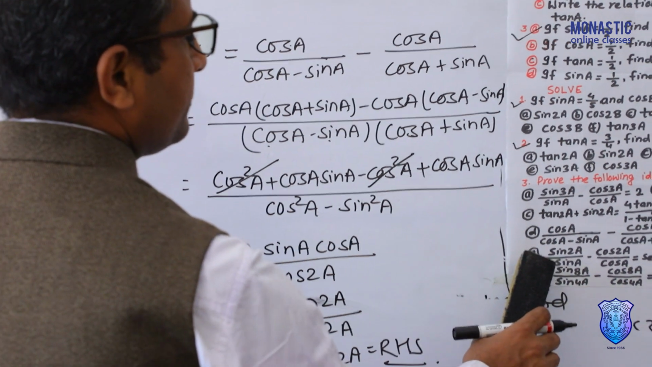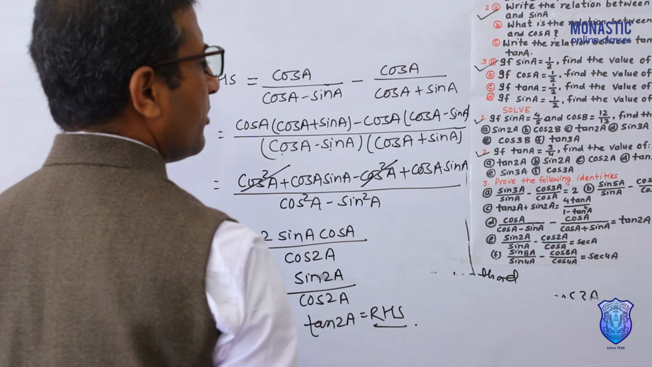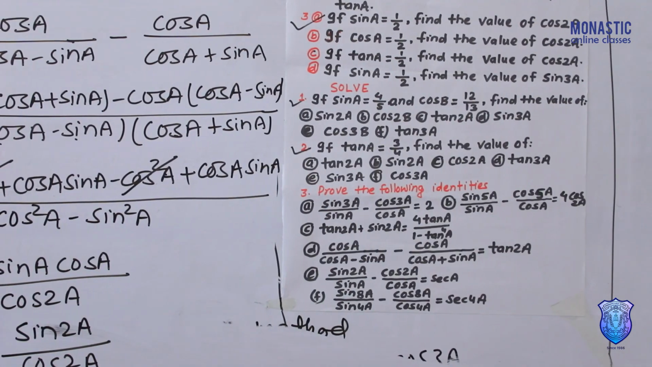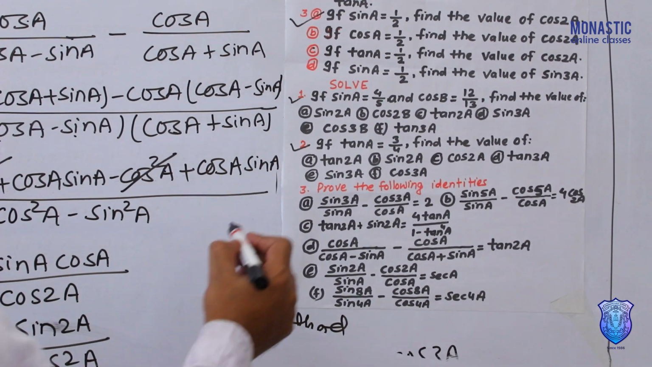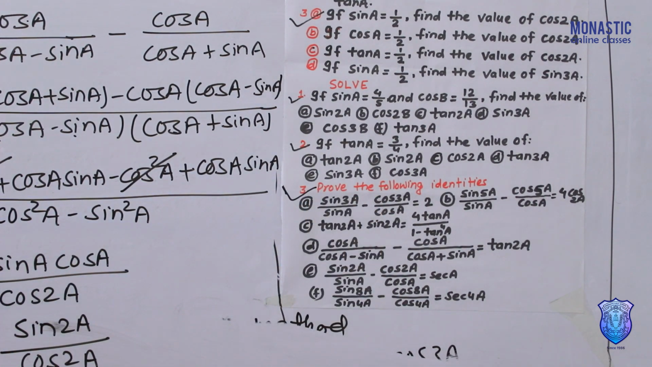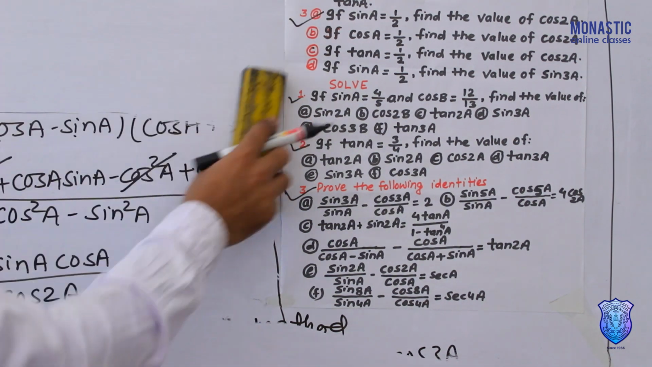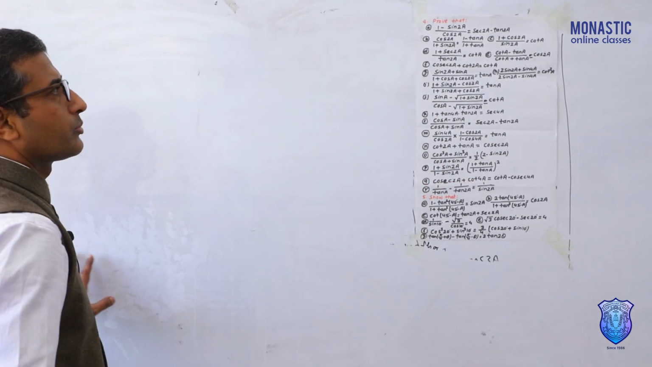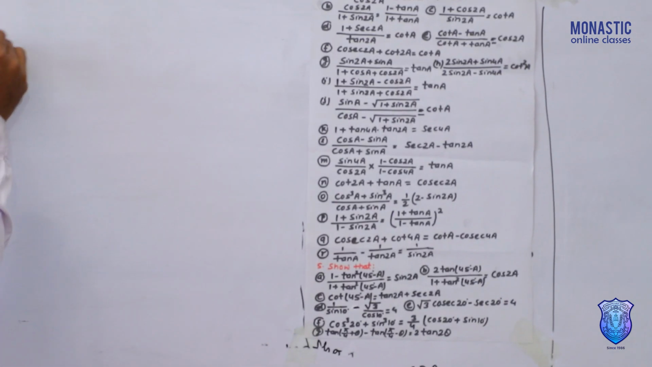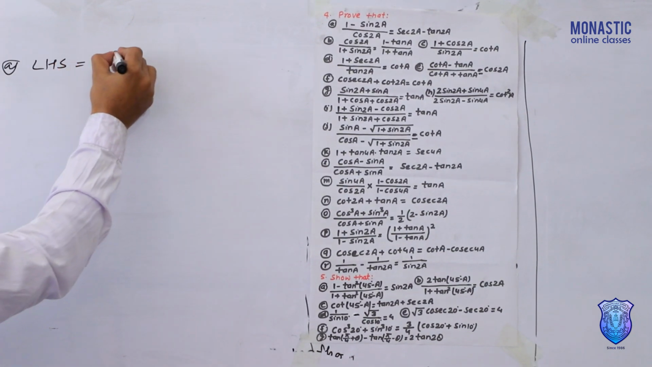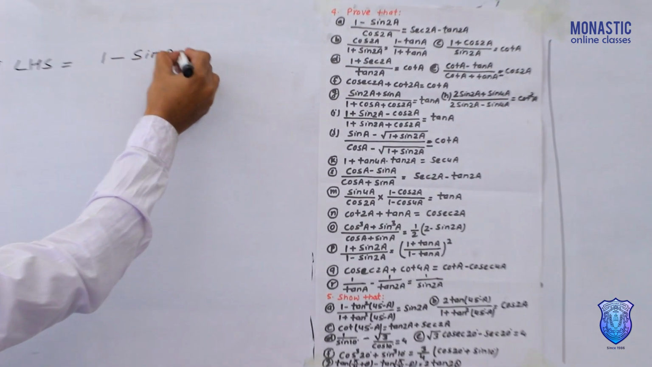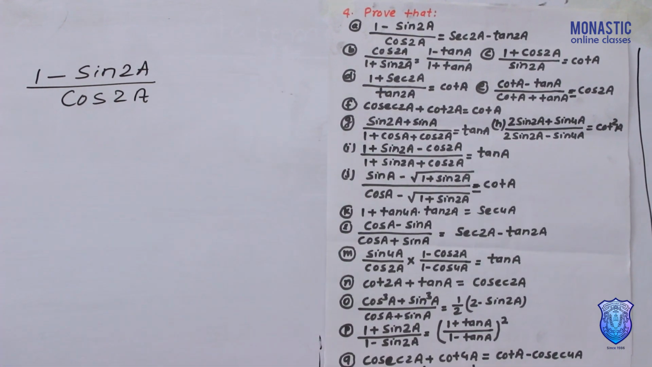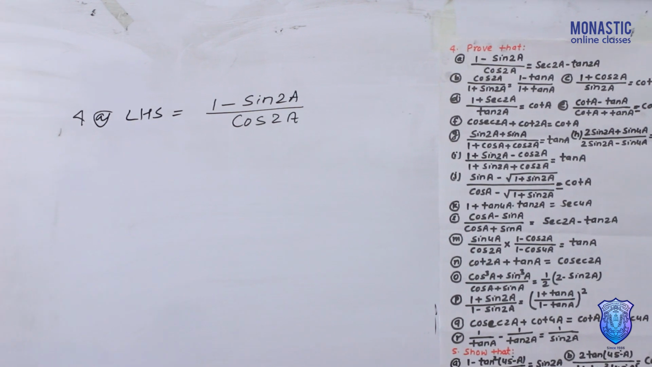Question number E and F. Exactly the same as what we have done in question number 3, A and B. So I think now you are able to do all these questions up to question number 3. Now come to question number 4. Question number 4A. In the LHS, 1 minus sine 2A by cos 2A. And we want the result sec 2A minus tan 2A.